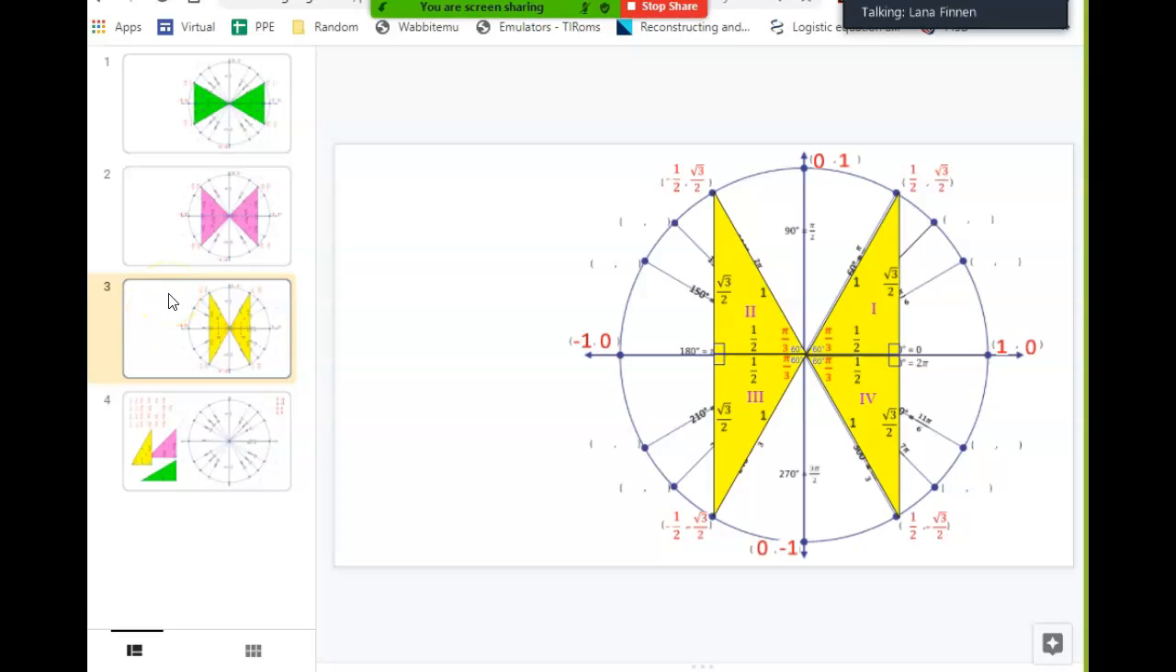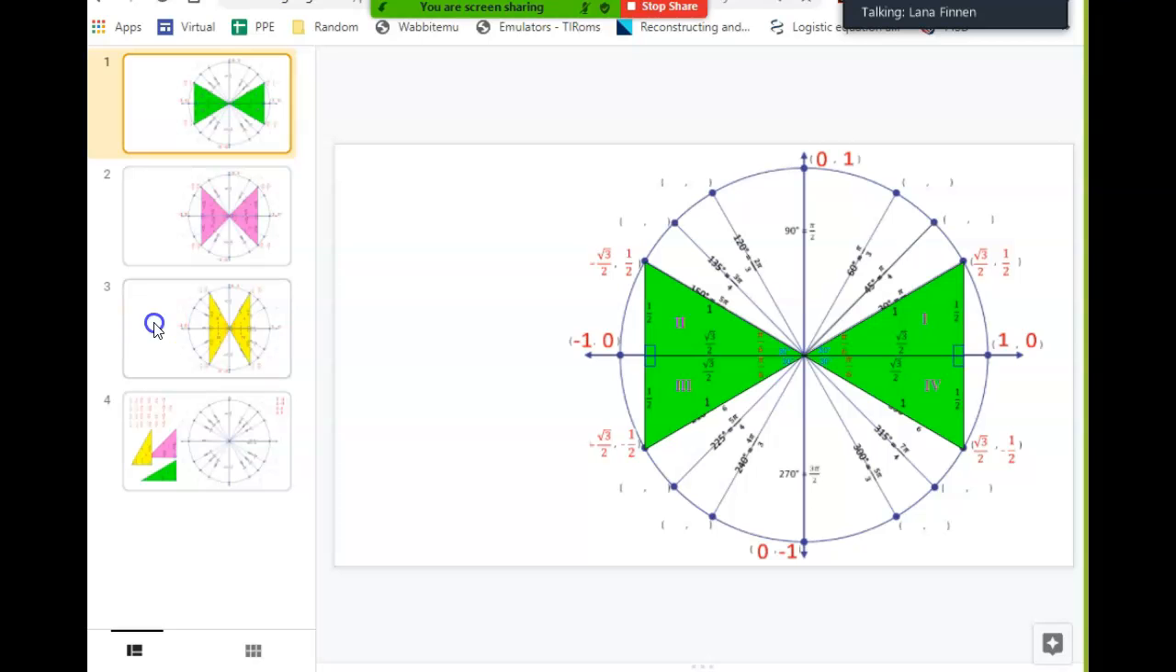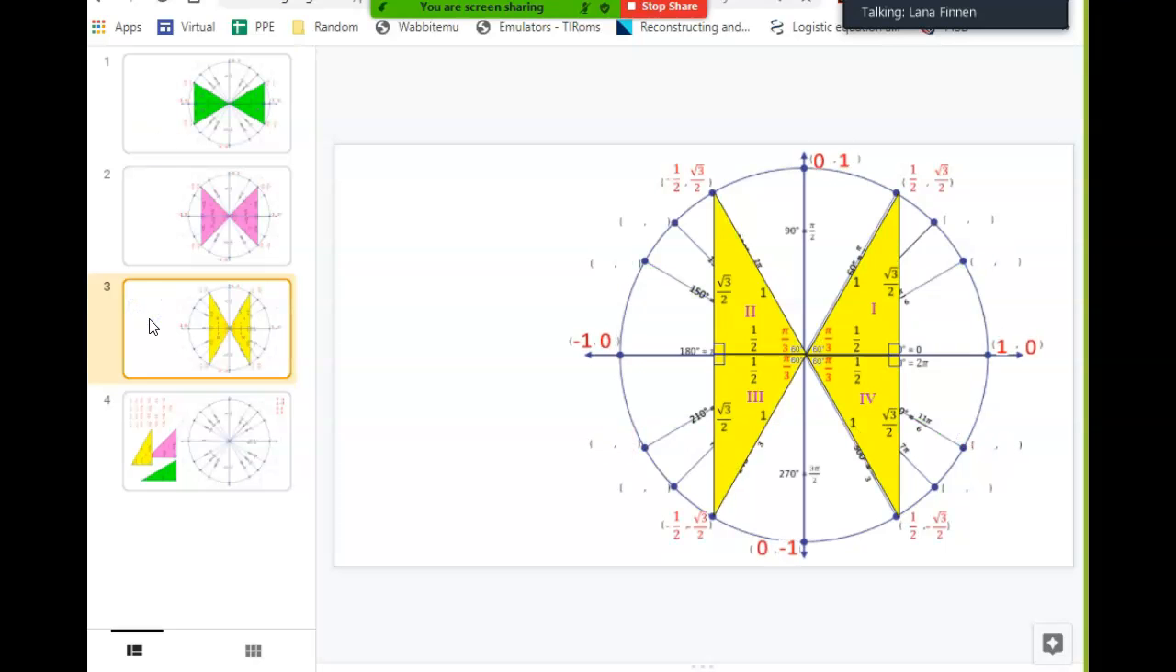All right, so now we're on the third slide. I want you to click back to the first slide and then back to the third slide. As you click back and forth, do you notice how the x and y values have just switched places, right? Because this is a 30, 60, 90 triangle, so the side lengths are the same in both triangles. It's just which one is the x and which one is the y that switches.